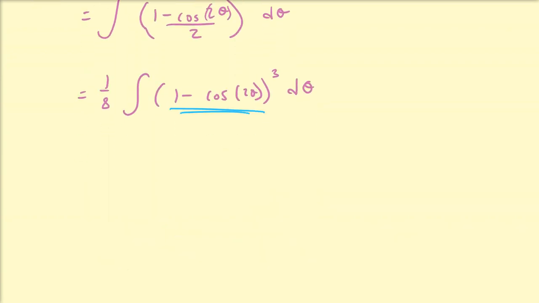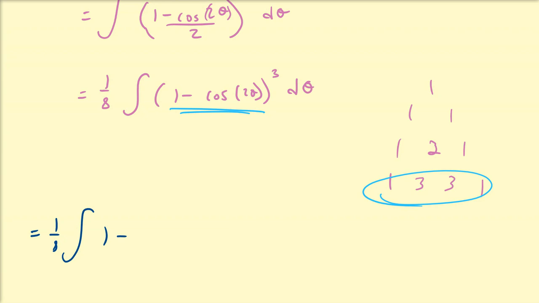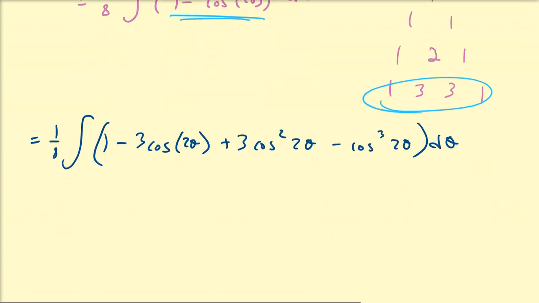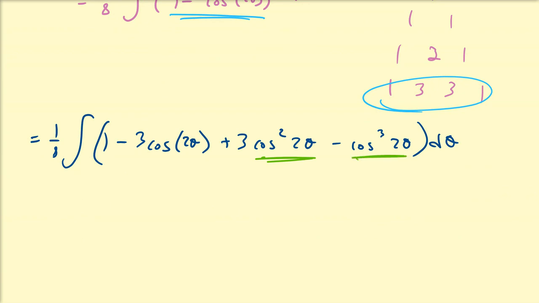And then you can use binomial expansion on this and use Pascal's triangle. 1, 1, 1, 1, 2, 1, 1, 3, 3, 1. So we're going to be on the third non-singular row. So this is going to be equal to 1/8 times the integral of 1 minus 3 cosine 2 theta plus 3 cosine squared 2 theta minus cosine cubed 2 theta d theta. So then what would you do from here? You would expand that in whatever way you desire, and then we proceed in the same way as we did before.